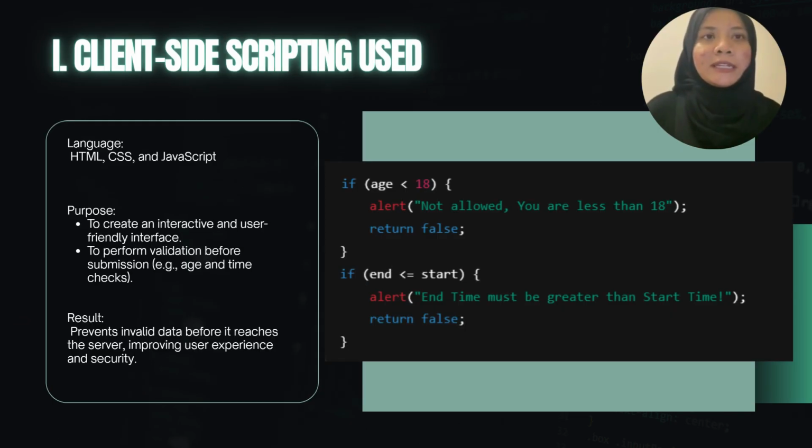So now, client-side scripting use. For the client side, we use HTML and CSS to design the web interface and JavaScript for validation. JavaScript helps check user input before the data is sent to the server. For example, if a user is below 18 years old, an alert message will appear: not allowed, you are less than 18. This prevents incorrect or incomplete data from being submitted and improves user experience.